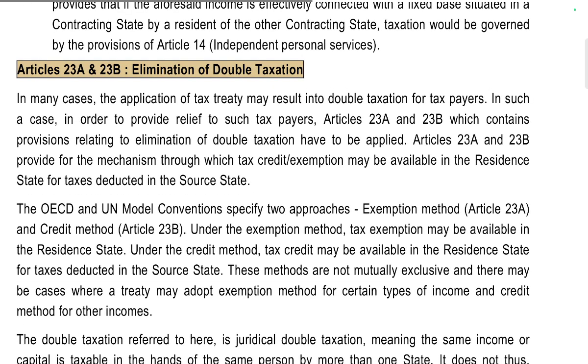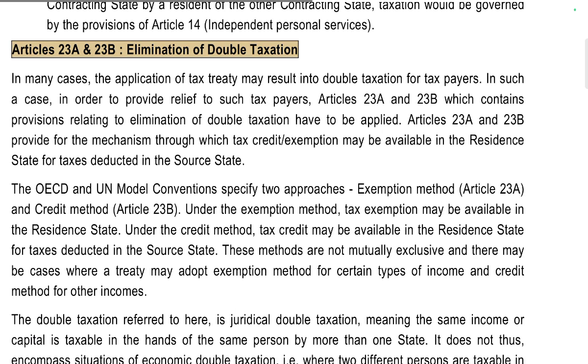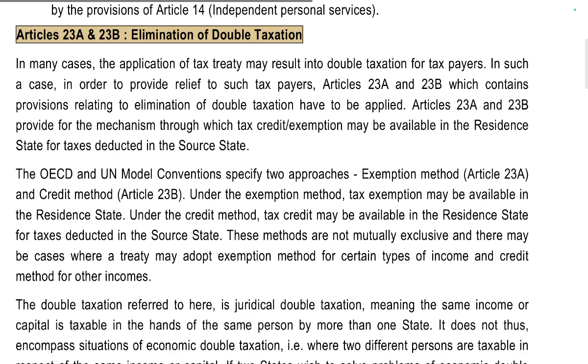Articles 23A and 23B, eliminating double taxation. In some cases, the application of the tax laws of the two states may result in double taxation to taxpayers. In such cases, in order to provide relief to taxpayers, Article 23A or 23B, which contain provisions relating to the elimination of double taxation, would be applicable.